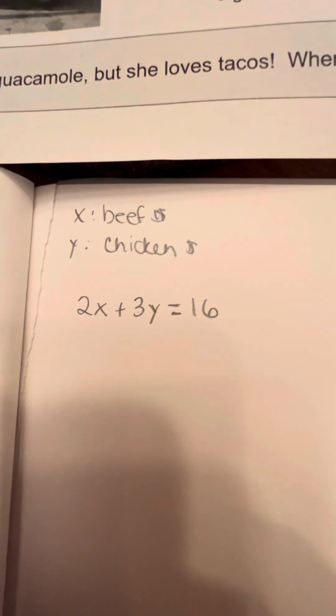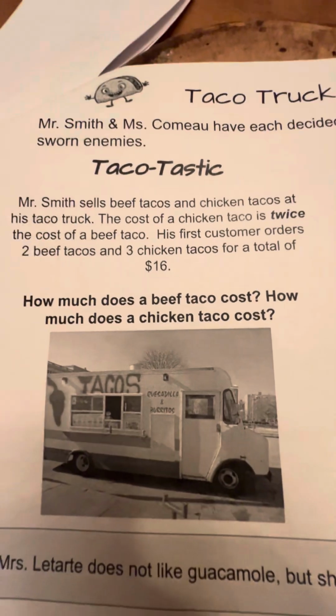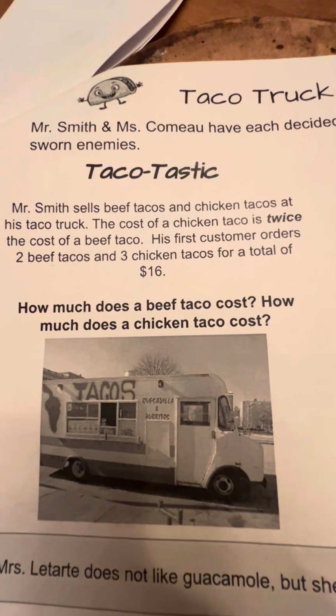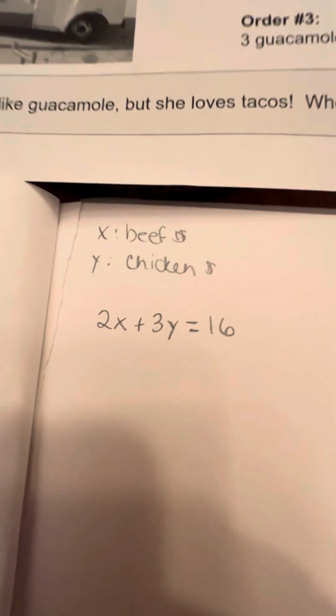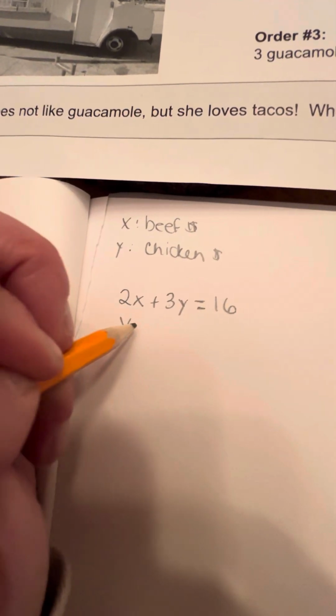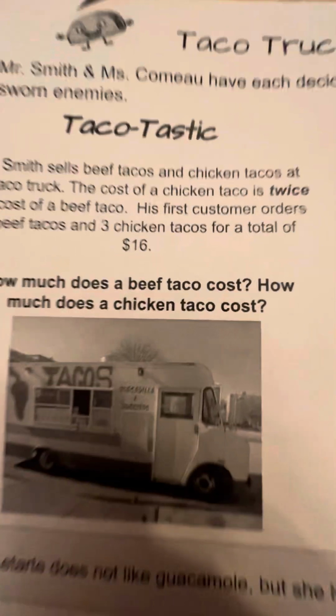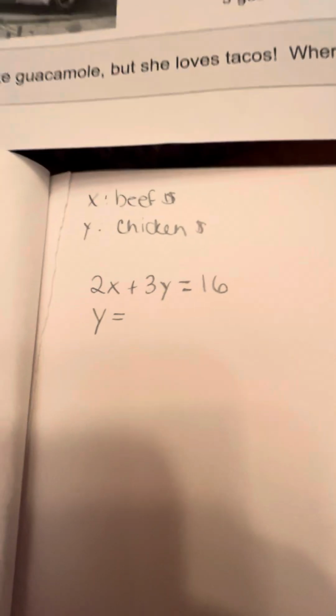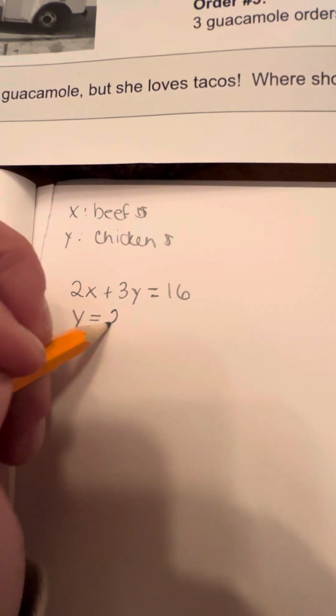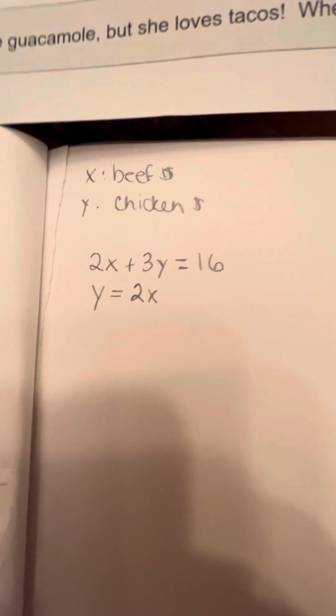Now I'm going to do the other equation. The other equation is kind of hidden a little bit more in this. It says the cost of a chicken taco. So again, the cost of a chicken taco, which we said chicken was y, so we're going to put y equals, and then it's twice the cost of a beef taco. So 2 times as much, so 2 times x in this case, because that's our beef taco.